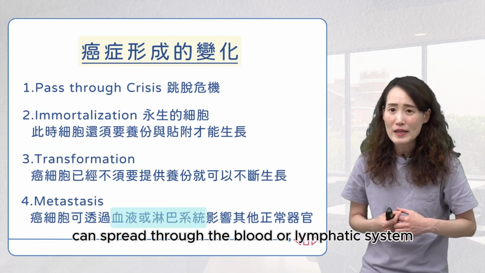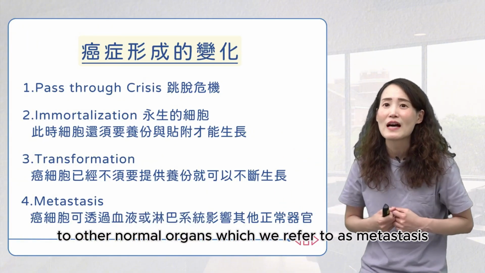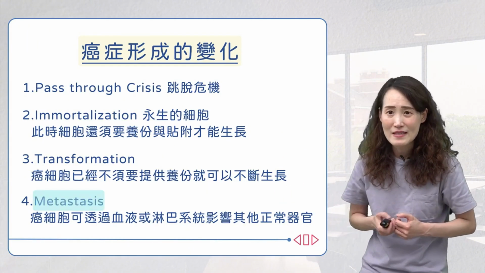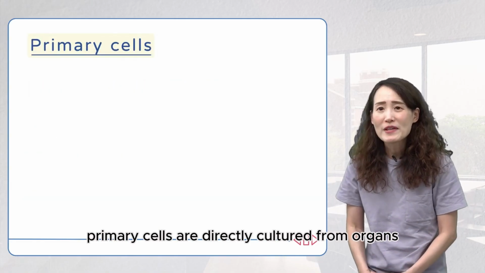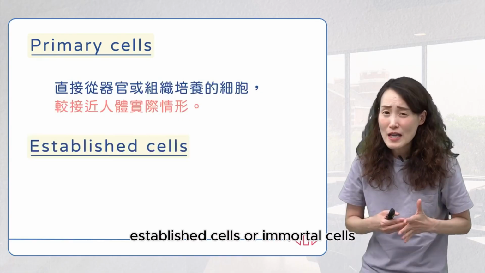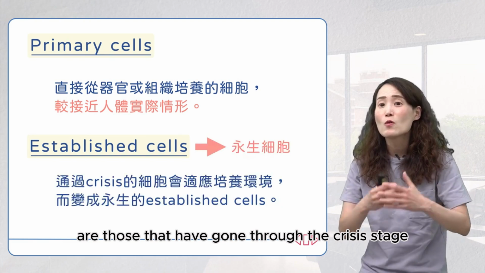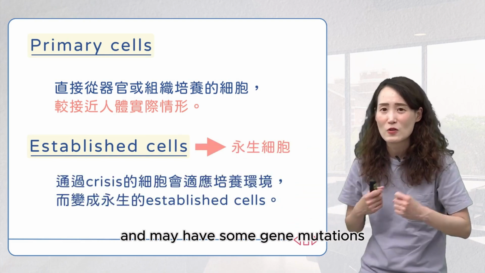Cancer cells can spread through the blood or lymphatic system to other normal organs, which we refer to as metastasis. Primary cells are directly cultured from organs or tissues, so they are closer to the actual state. Established cells, or immortal cells, are those that have gone through the crisis stage and may have some gene mutations.